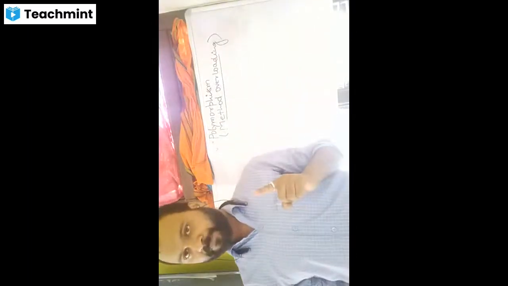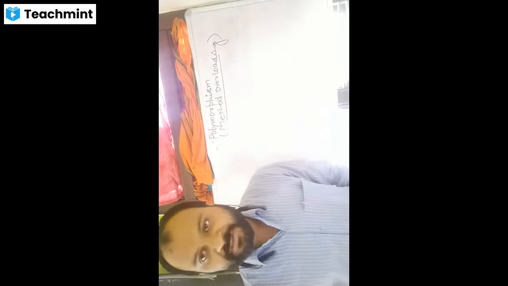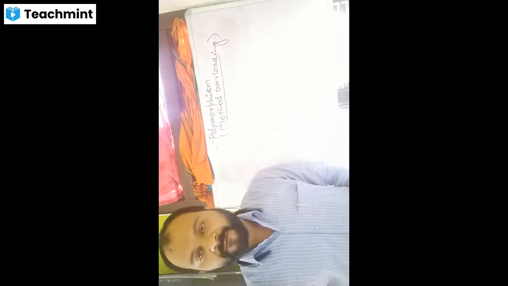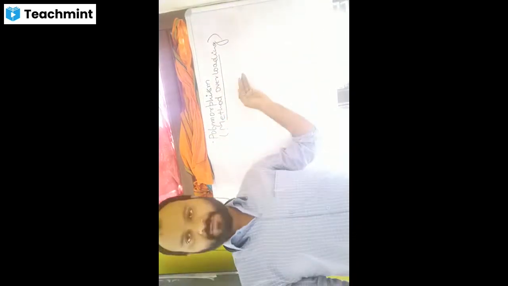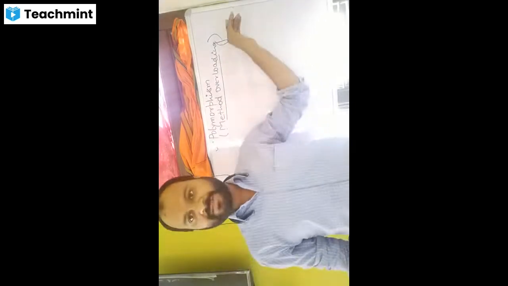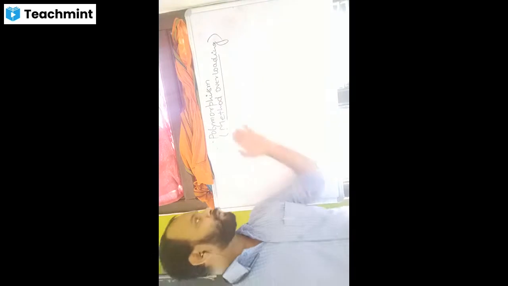Again, I repeat the definition of method overloading: more than one method with the same name but having different parameters. Parameters we have already learned in class 9. Okay, isn't it? Yes, sir. So parameters are the arguments which we pass from the method signature. Method signature means the parameters that we are passing. So more than one method with the same name but different parameters are called method overloading.